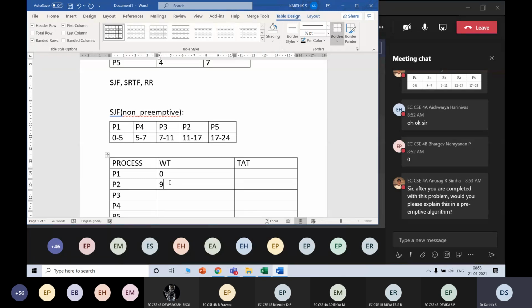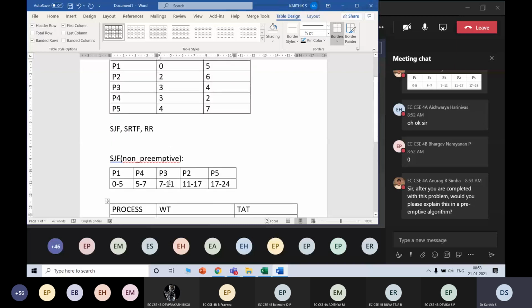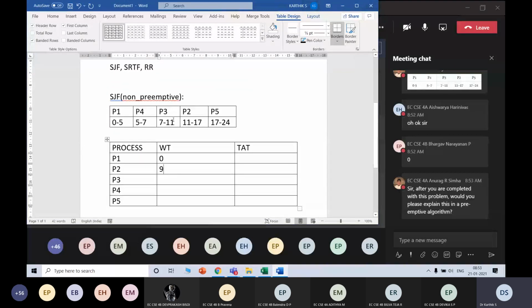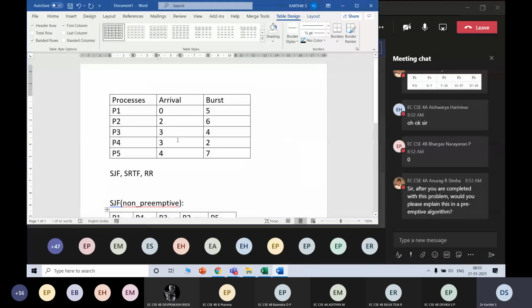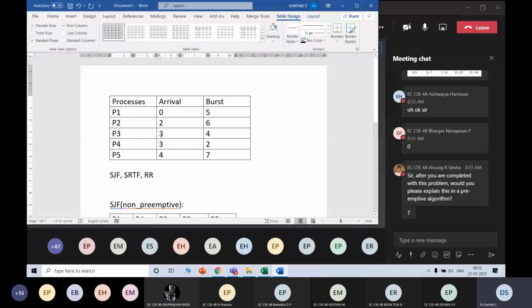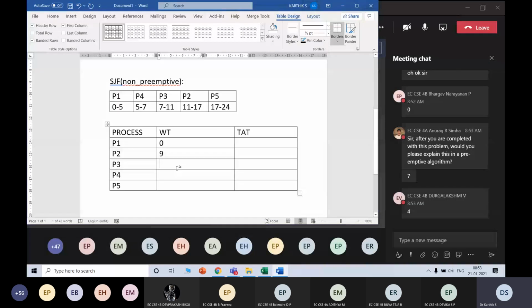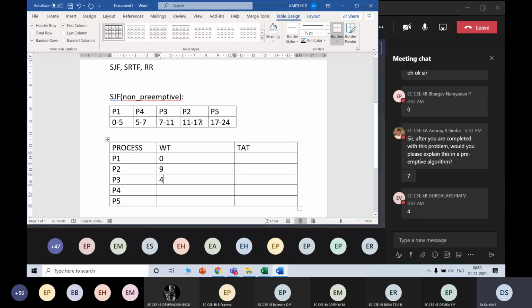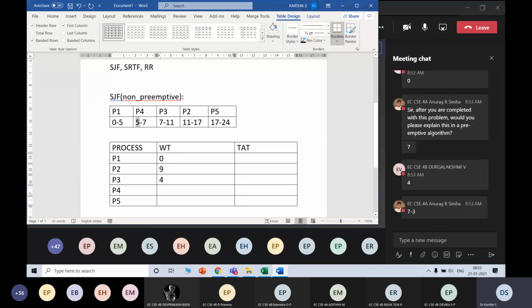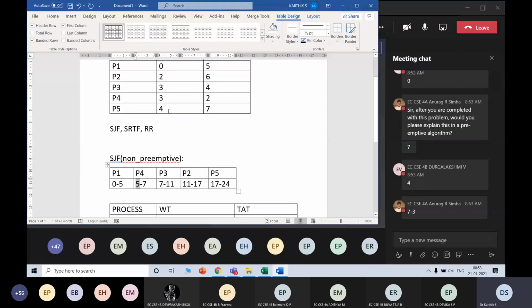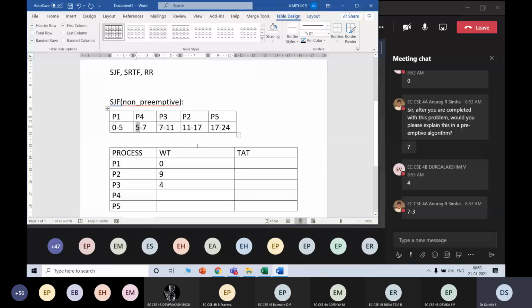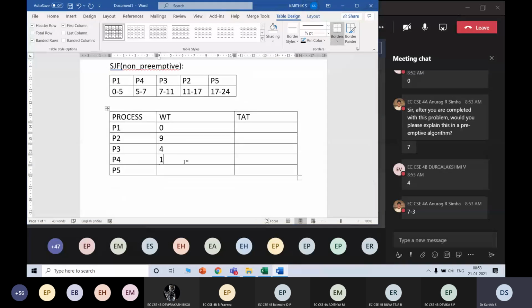Preemptive one, okay. And P3, what is the waiting time of P3? P3 started at the 7th millisecond and it arrived at 3 milliseconds. So between 3 to 7, the 4 millisecond duration it was waiting. P4, its execution started at 5 and it came at the 4th millisecond. So between 4 to 5, only 1 millisecond it waited.